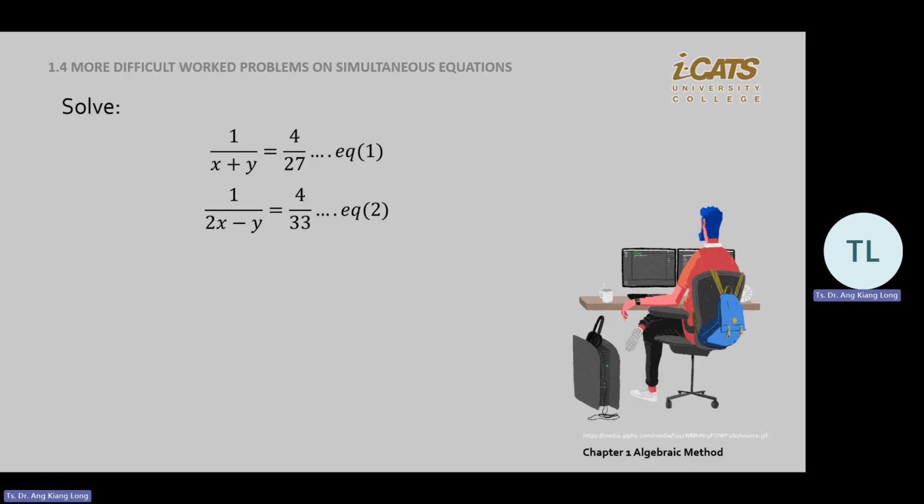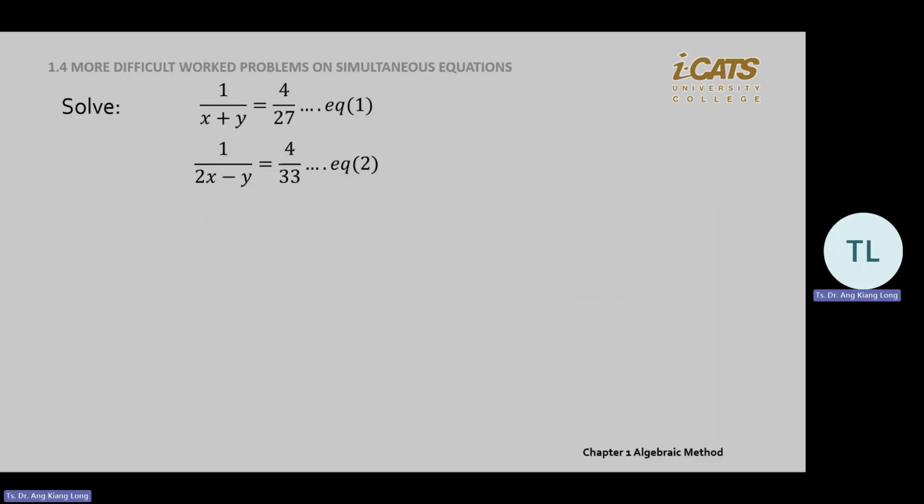Another more complex one, where you see x or y in the same denominator. Something like this: equation 1, 1 over x plus y equals 4/27. And this one, 2x minus y. For this one, I recommend a method called cross product. You change it into a linear form, ax plus by equals 0. So how do I do it? I do the cross method: 27 multiply 1, then bracket x plus y multiply 4.